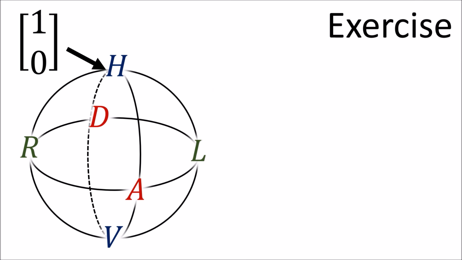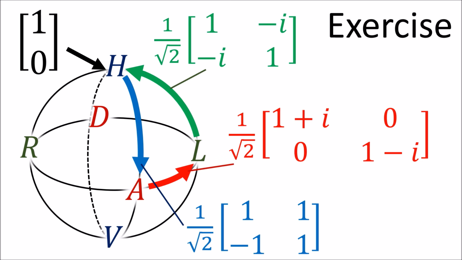If you're interested in doing one last exercise, you can try rotating this Jones vector around this path, using these matrices, and checking if the final result makes sense.